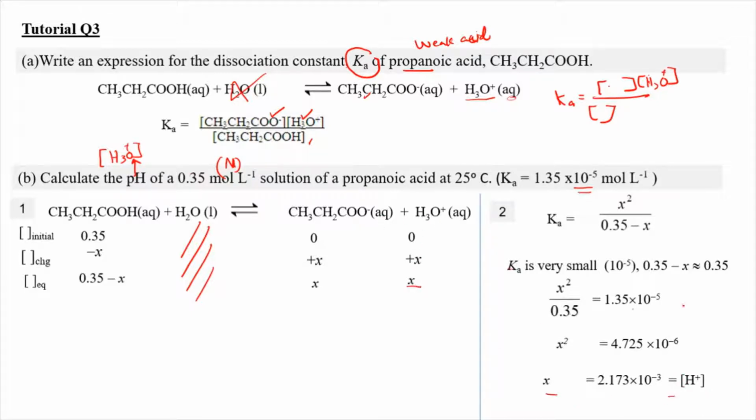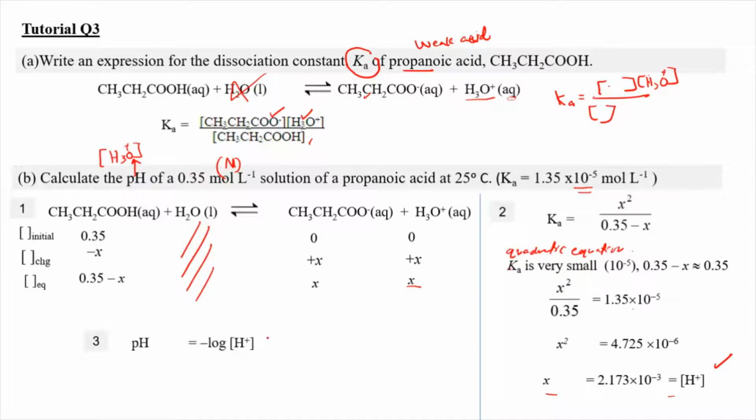Okay. And from here, if you don't want to use the assumption, you can also try to use the quadratic equation, and you can also get a similar answer. If you don't want to do the assumption, you can do that as usual, and then you're going to get the similar answer, which is this value here.